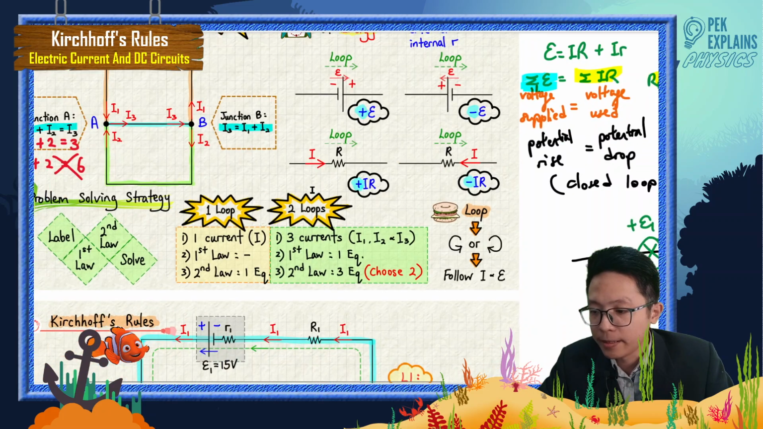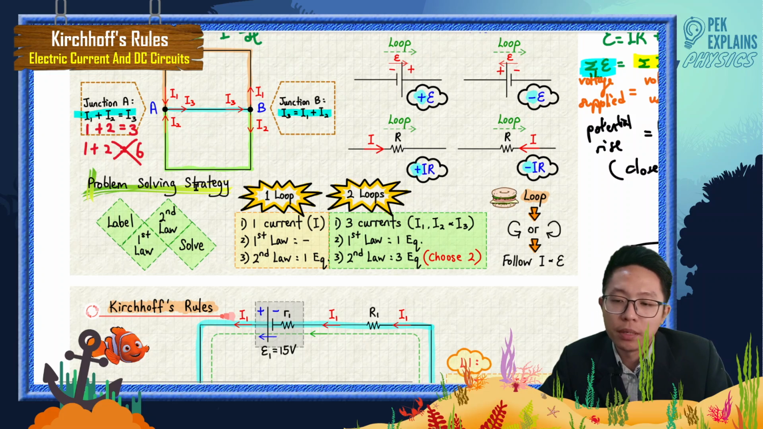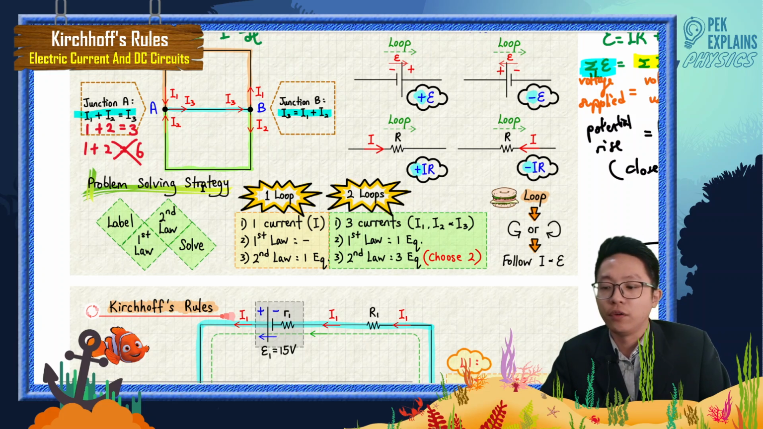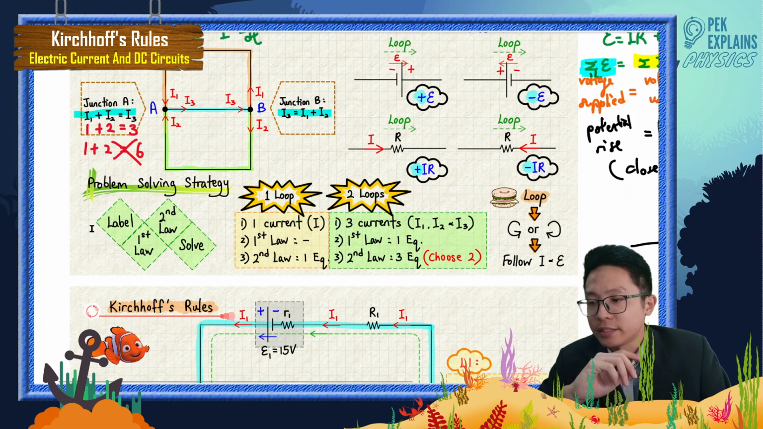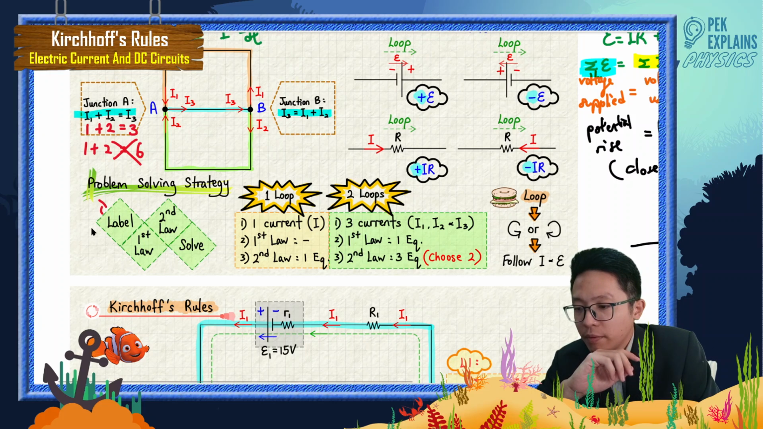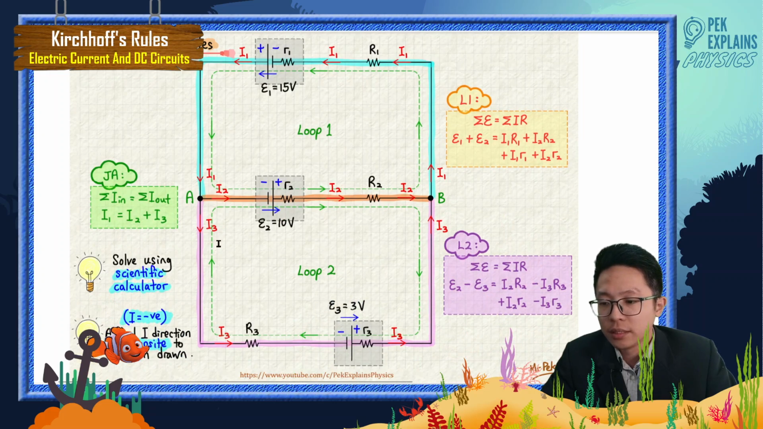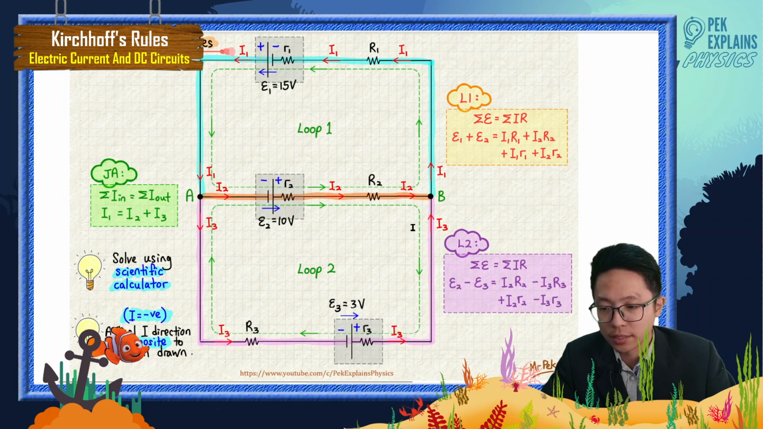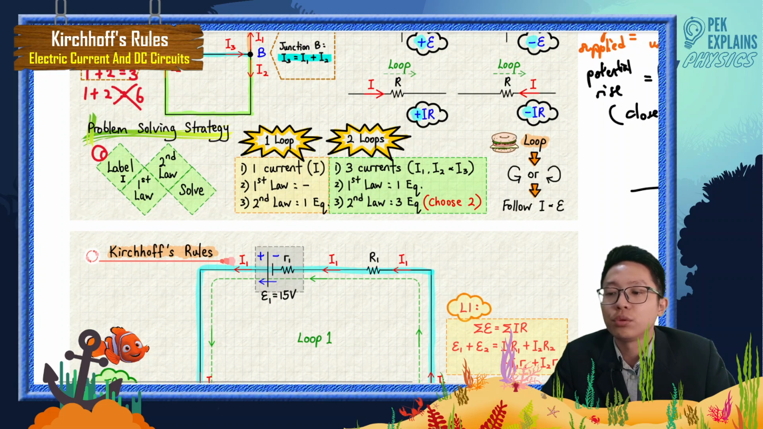Okay, now good. Now what is the problem solving strategy for Kirchhoff's rule? First of all, we must label. This is the first most important step. Draw the circuit. The question will give you the circuit diagram, and you must draw it again in your answer sheet. Draw again, and then you need to label. What do you need to label?